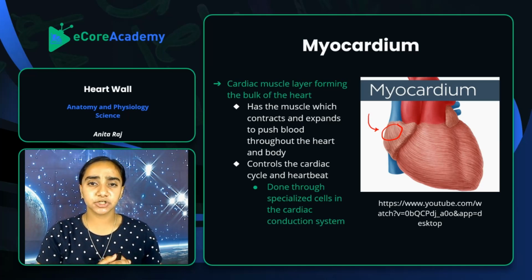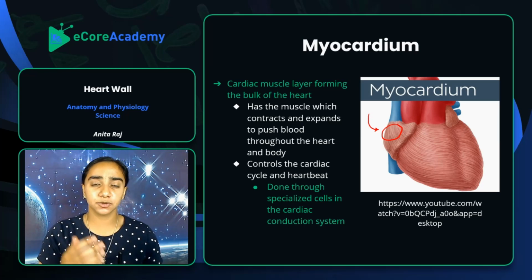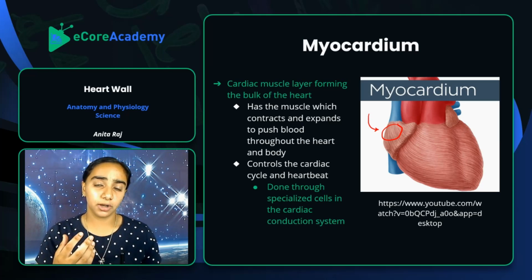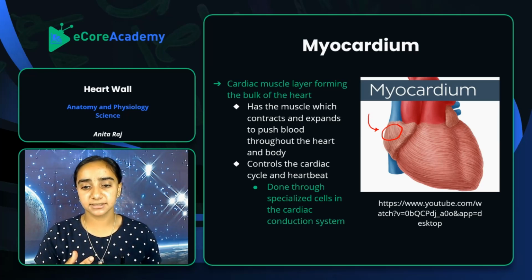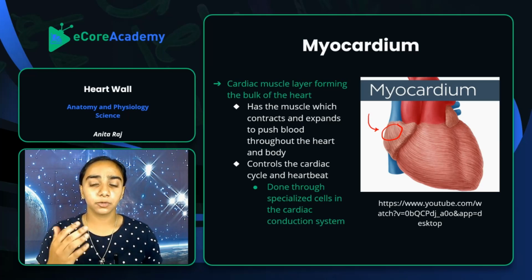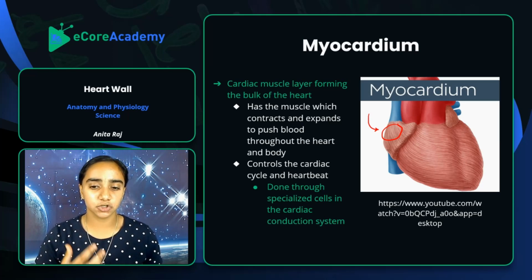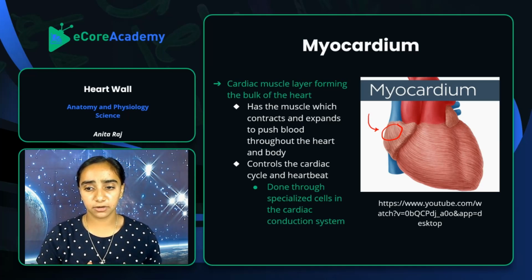Also, it helps in contraction and relaxation of the heart walls, so blood can pass through the chambers. So your myocardium has the muscle that regulates this when your heart contracts and when your heart relaxes, and this in turn controls the cardiac cycle and heartbeat. Whichever way your myocardial muscle moves, that is how your heartbeat is controlled. That's also known as the cardiac cycle. So that is what the myocardium does.